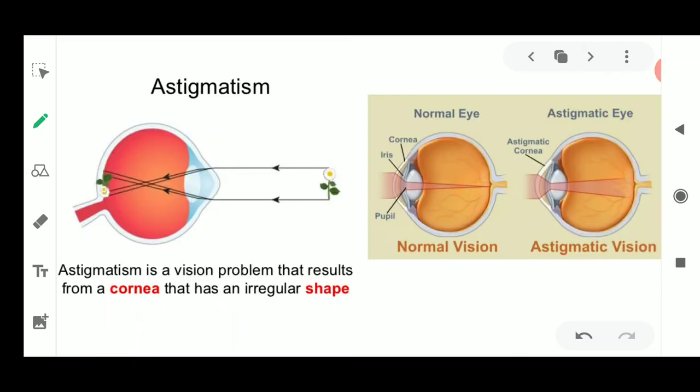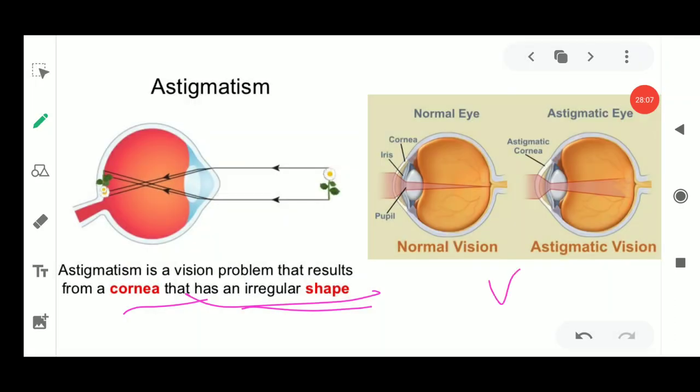Okay, now we move on to the next slide, which is showing you another vision problem, that is astigmatism. Now what is astigmatism? Astigmatism is a vision problem that results from the cornea. Till now we were discussing problems arising from the eye lens and the ciliary muscle. Now we move on to the next vision problem, which is because of the cornea. If the cornea's shape is different, if a person is not having a proper cornea, then the light is not going to fall properly. Either it is going to be very constricted, or it is going to be very far away.